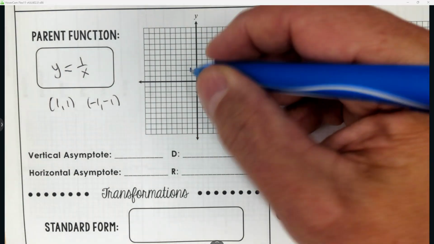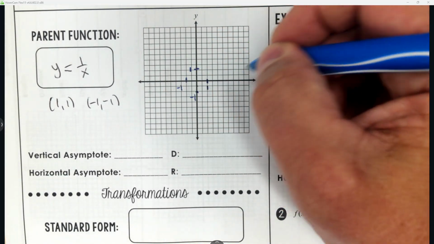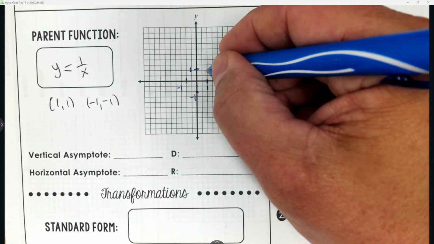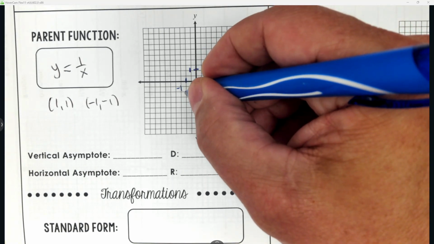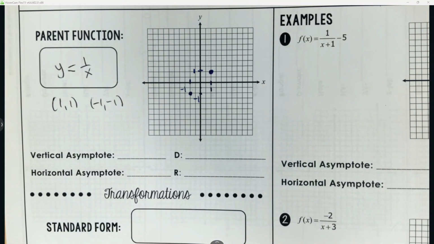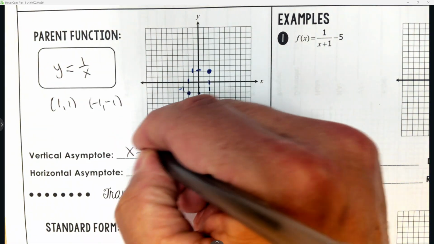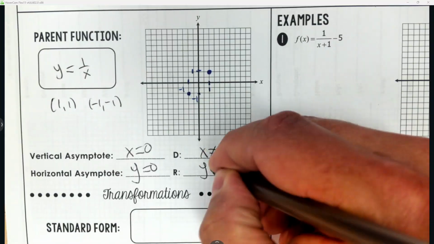I can see this. So I just made the scale a little bit bigger, but (1, 1) and (-1, -1). And we have 2 broken lines, asymptotes, at x equals 0 and y equals 0. And that also gives me the domain and range restriction.